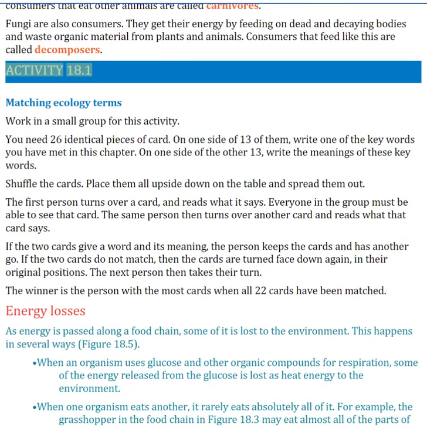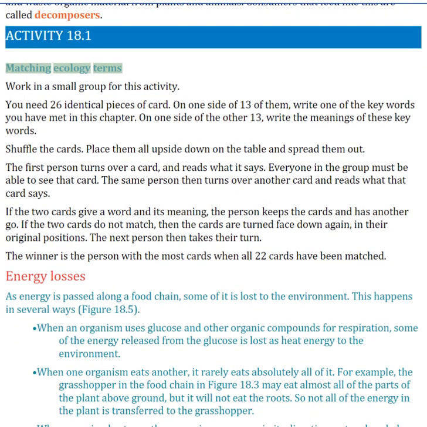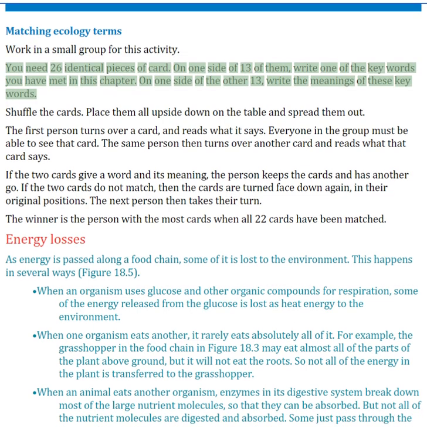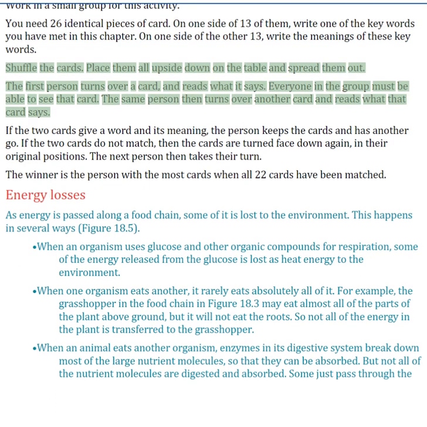Activity 18.1. Matching ecology terms. Work in a small group for this activity. You need 26 identical pieces of card. On one side of 13 of them, write one of the keywords you have met in this chapter. On one side of the other 13, write the meanings of these keywords. Shuffle the cards. Place them all upside down on the table and spread them out.